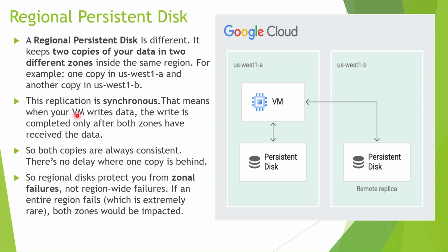And this replication is synchronous. That means when your VM writes data, the write will be completed only after both zones have received the data. Until both zones have the same data, the write will not be completed, so both copies are always consistent. A regional disk also protects from zonal failure, not region-wide failure. If the region goes down, you cannot do anything. If an entire region fails, which is extremely rare, then all the zones will be impacted.